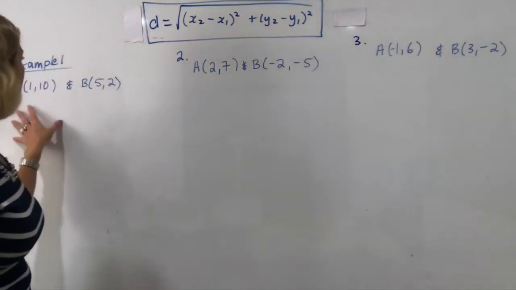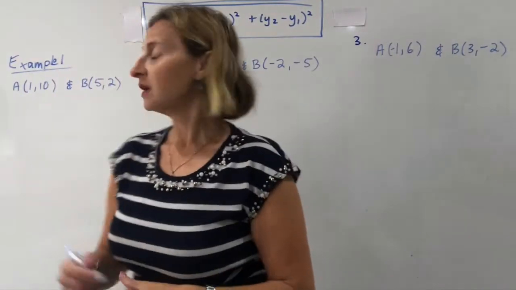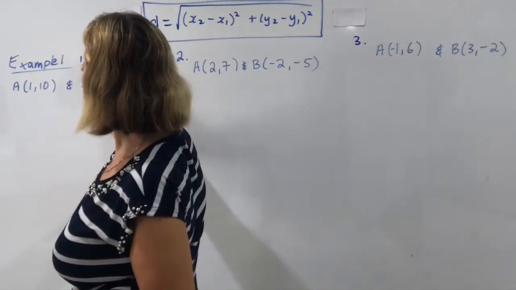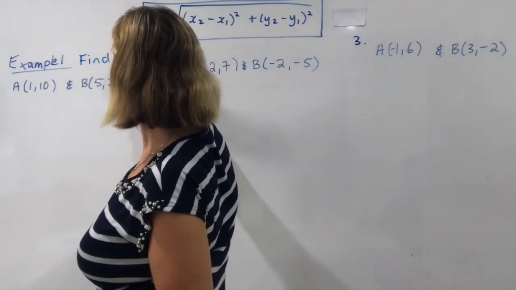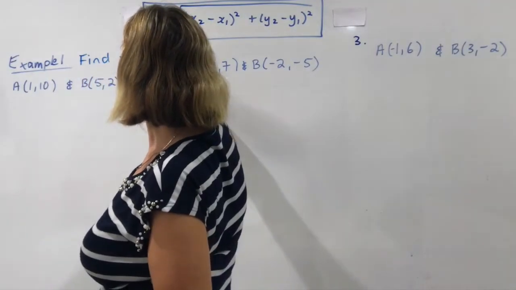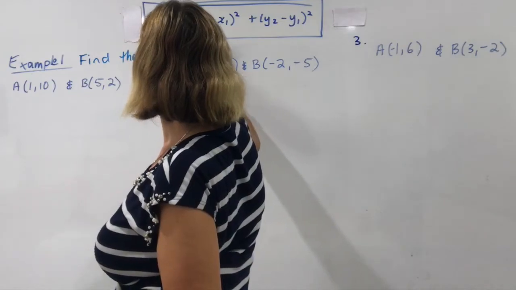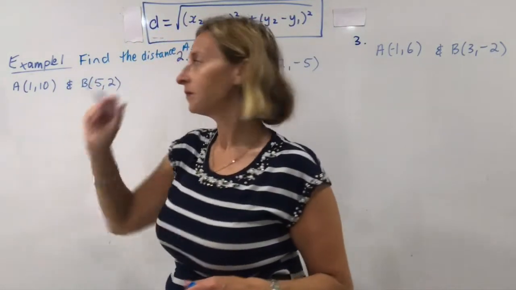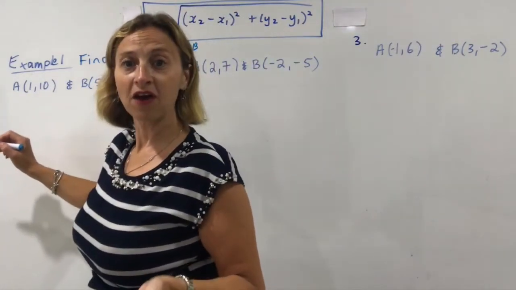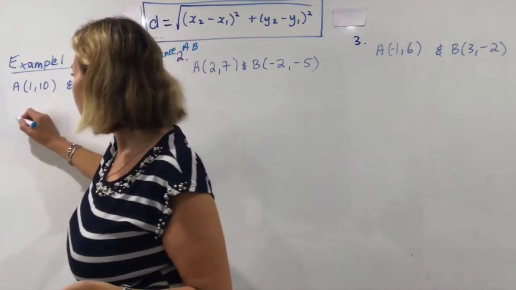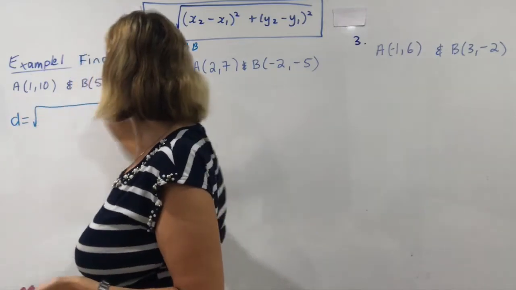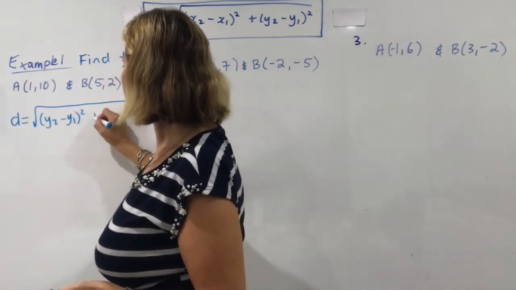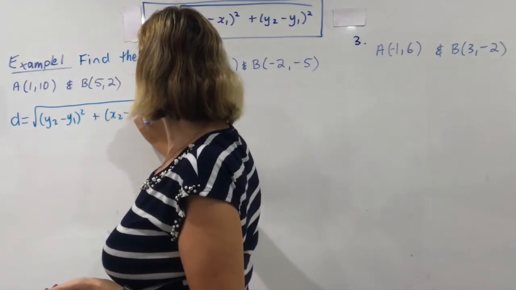Let's have a look at example number 1. So I have my rule, and I'm trying to find the distance AB. That's the question for all of these. Find the distance between A and B. As soon as I know that I need to find the distance between 2 points, I write down my formula. The distance formula says y2 minus y1 squared plus x2 minus x1 squared.